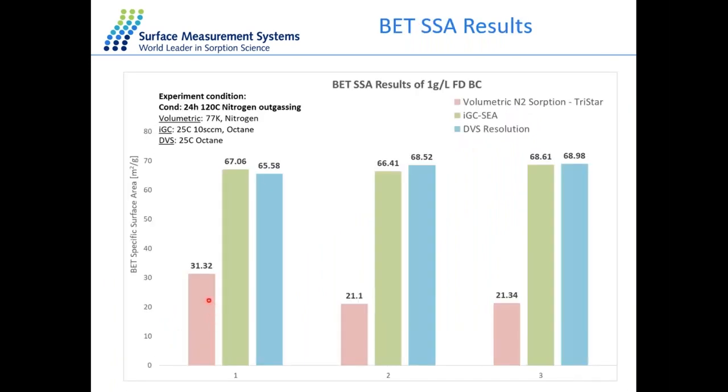Now, although the isotherms can be measured reproducibly by the 3 different techniques, the 3 techniques do differ in the results in the BET surface area. The volumetric data shows a consistently much lower BET surface area compared to the DVS, which is in blue, and the IGC, which is in green. So IGC and DVS roughly around 67, 65 meters squared per gram, whereas the volumetric data shows a much lower surface area.